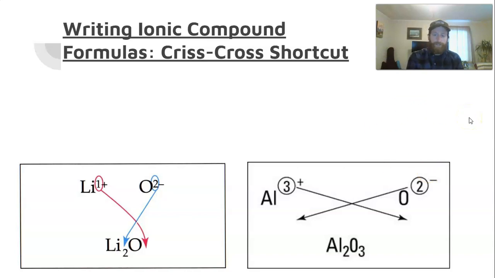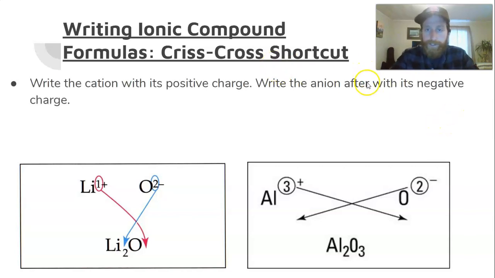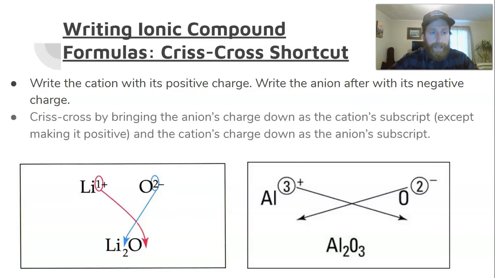So that is one surefire way to get to writing ionic compound formulas. Here's a shortcut, and it works like this. I call it the crisscross method. Write the cation with its positive charge up in the top right. Write the anion with its negative charge in the top right. And then crisscross by bringing the anion's charge down to be the cation's subscript, but you make it positive. You can't have a negative amount of atoms, so you have to make it positive. And then take the cation's charge and bring it down as the anion's subscript.